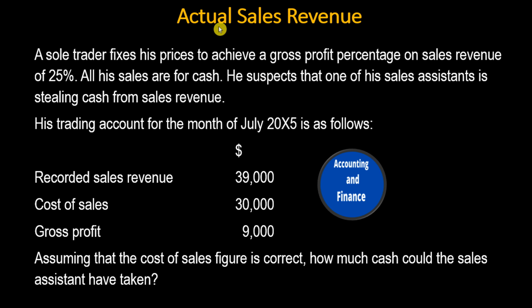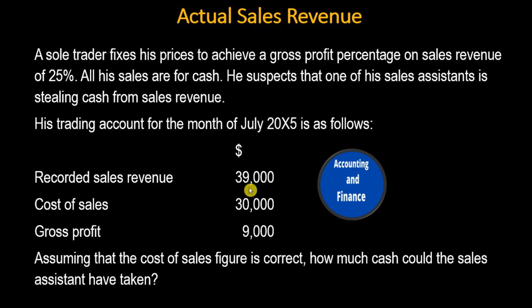Actual sales revenue. A sole trader fixes his prices to achieve a gross profit percentage on sales revenue of 25%. All his sales are for cash. He suspects that one of his sales assistants is stealing cash from sales revenue. His trading account for the month of July 20x5 is as follows.